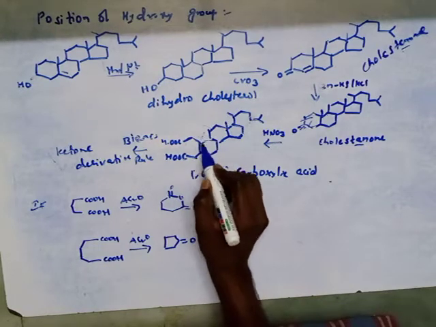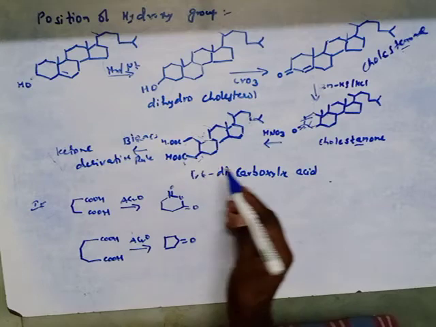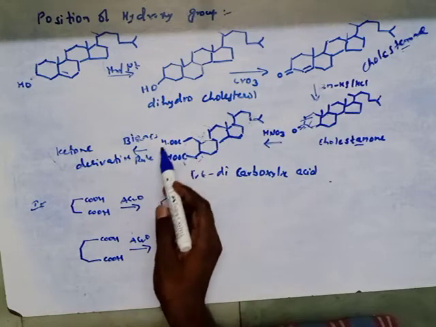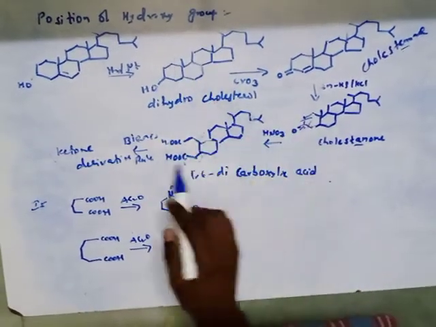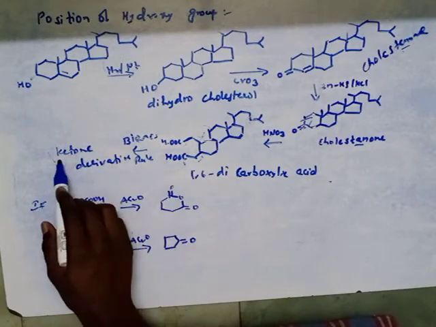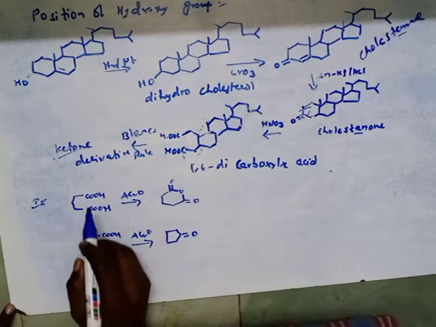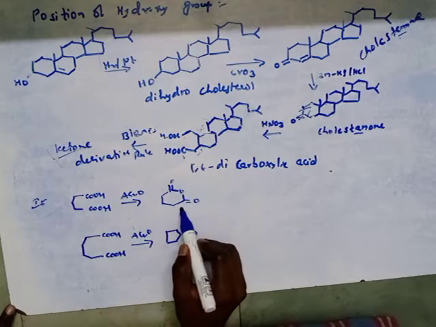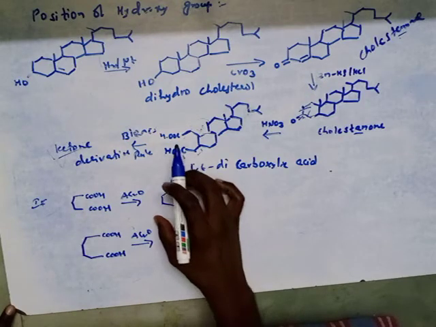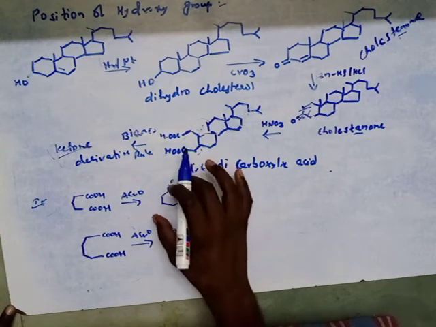We are giving the numbering like this: 1, 2, 3, 4, 5, 6. So a 1,6 dicarboxylic acid will be formed, and this 1,6 dicarboxylic acid undergoes Blanc's rule. It will give a ketone derivative. See how it will be. If a 5-membered aliphatic dicarboxylic acid is present, with the carboxylic acids at the 1,5 positions, then it will undergo reaction with acetic anhydride to form a cyclic anhydride.